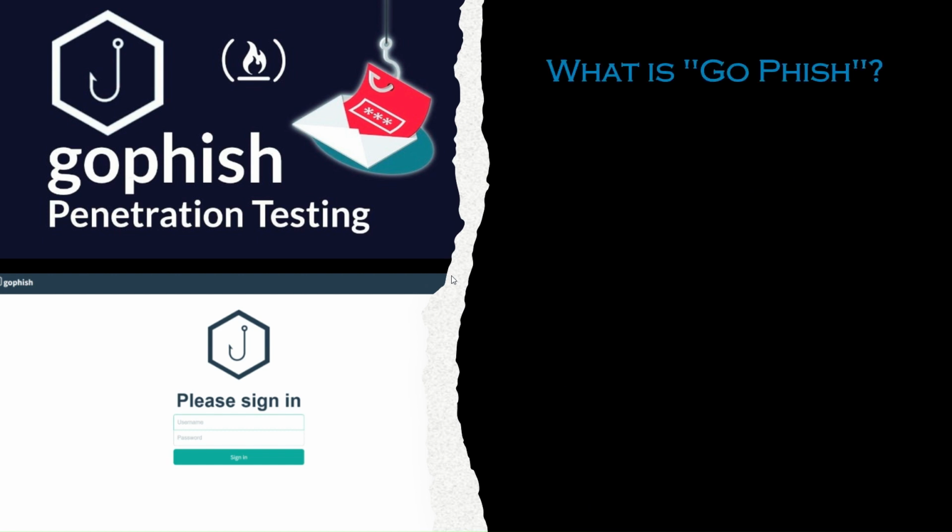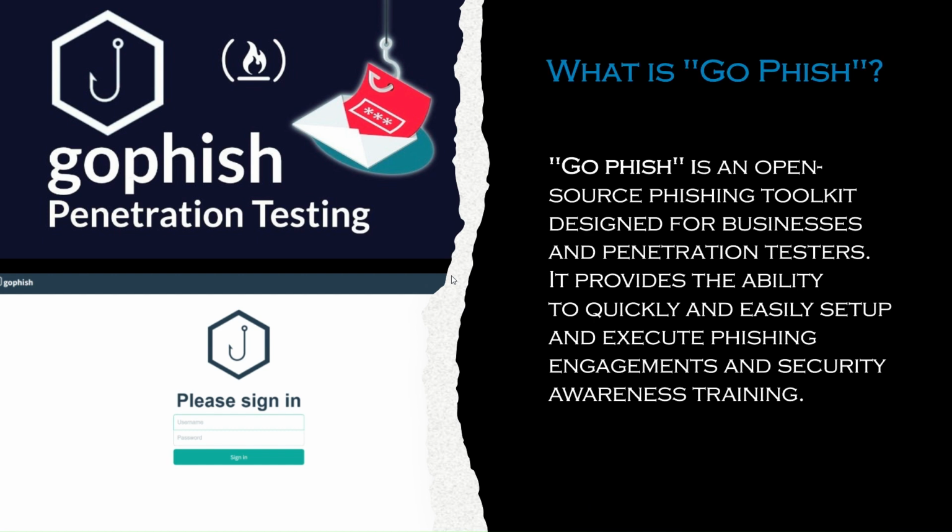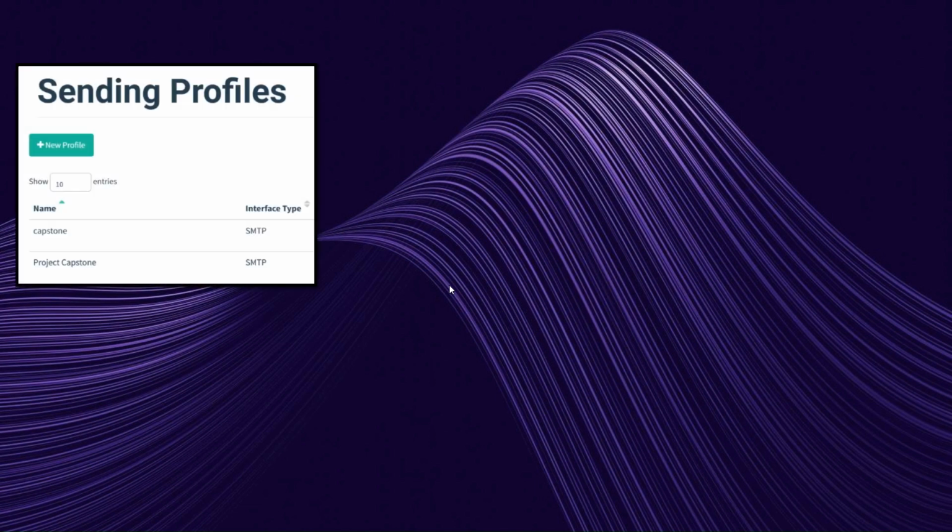Now, what is GoPhish? GoPhish is an open source phishing toolkit designed for businesses and penetration testers. It provides the ability to quickly and easily set up and execute phishing engagements and security awareness training. GoPhish is a GUI-based framework. There are five major components that we should be aware of. The first one is the sending profile.